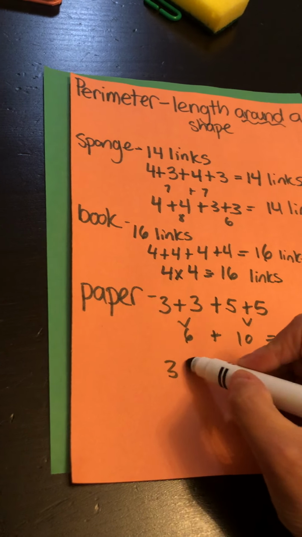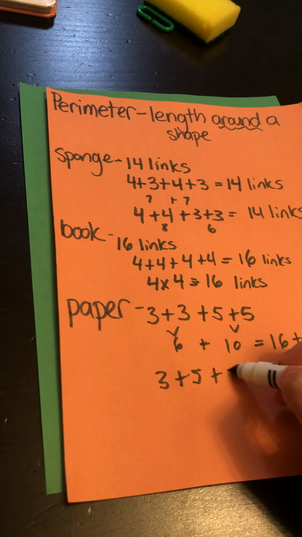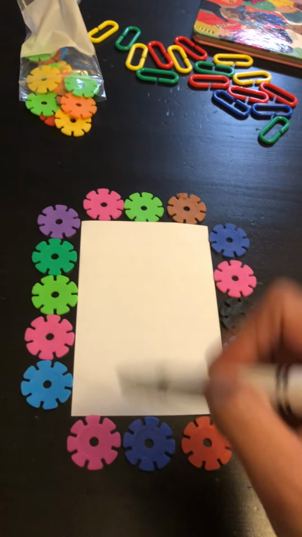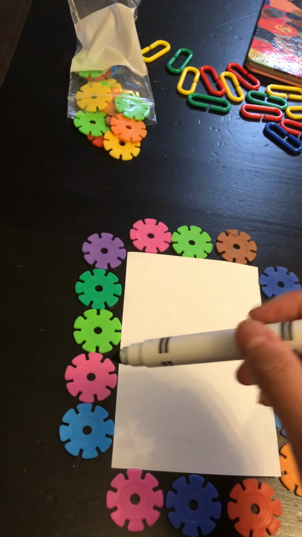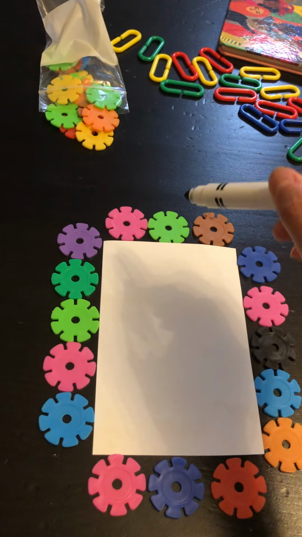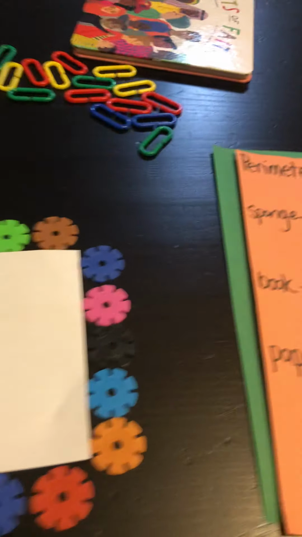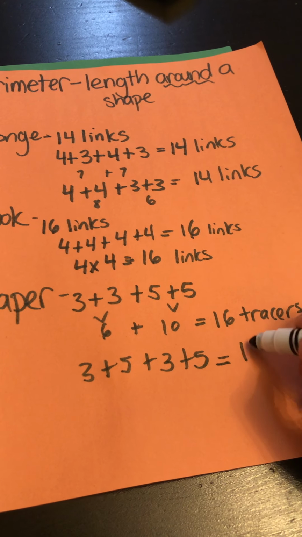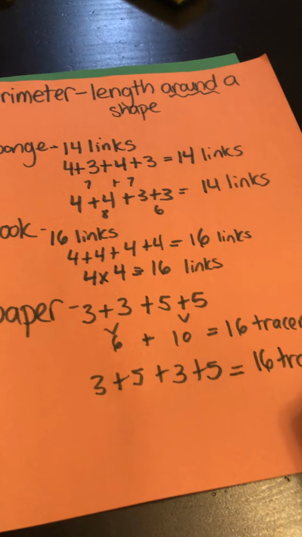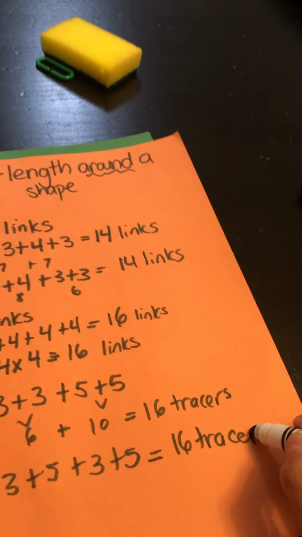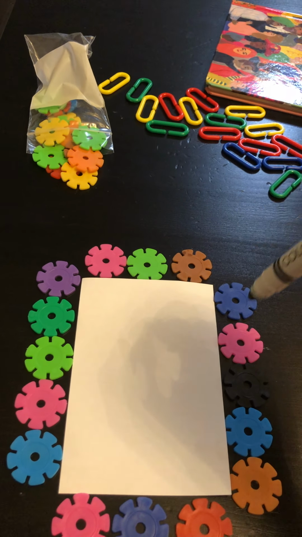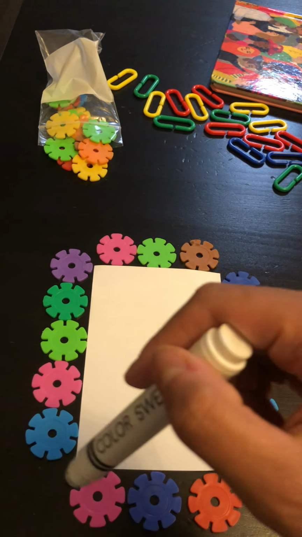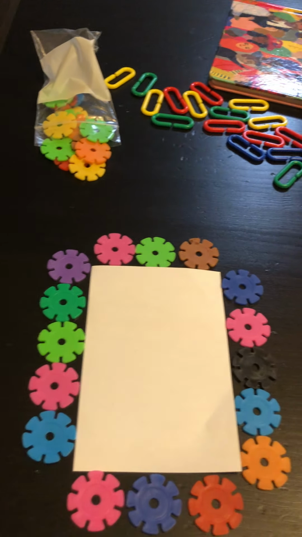You can write it also like this, which is 3 plus 5 plus 3 plus 5. Or you can go 5 plus 3 plus 5 plus 3. Any which way, you still will get the same answer. Oh, sorry about that. You can even just count ordinally 1, 2, 3, 4, 5, 6, 7, 8, 9, 10, 11, 12, 13, 14, 15, 16.